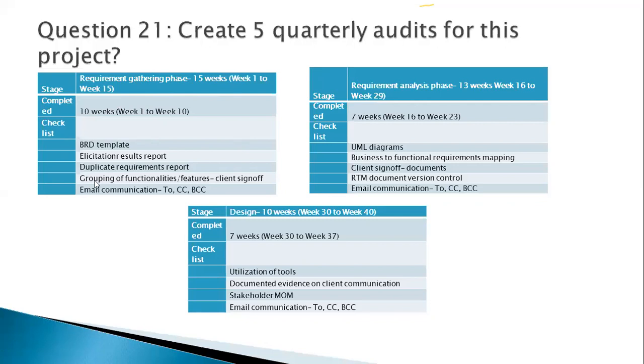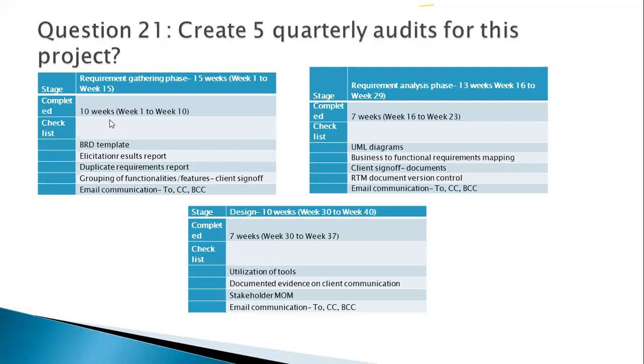Okay, what is a checklist? Now I want to audit the BRD template. The elicitation results report is checked. Duplicate requirements report is checked. Grouping of functionalities, we will take a client sign off. Do we have the client sign off? Or email communication. Whom are you sending? CC to who? BCC to who?